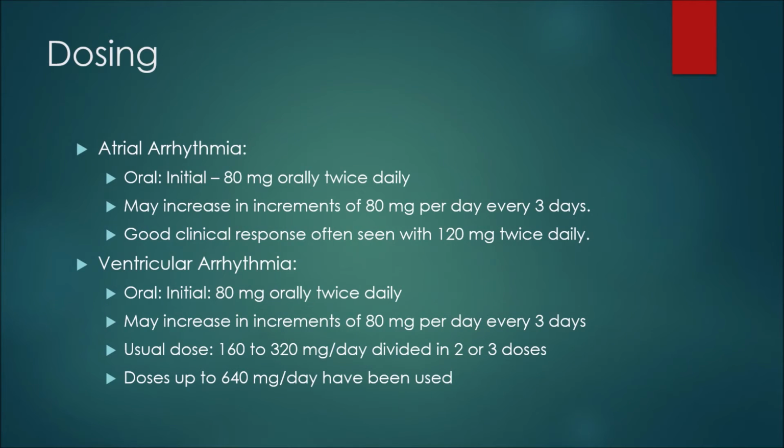In the treatment of ventricular arrhythmia, again orally, the medication would be started with 80 milligrams orally twice daily, may increase the dose again in increments of 80 milligrams per day every 3 days, and the usual dose here, after everything is settled, would be 160 to 320 milligrams per day, divided in 2 or 3 doses. Doses up to 640 milligrams per day have been used in certain situations.